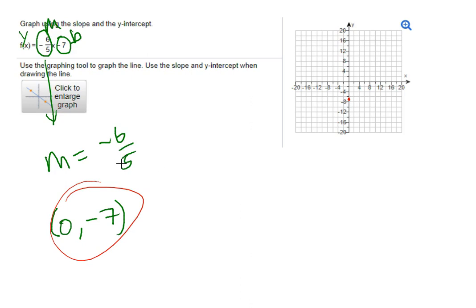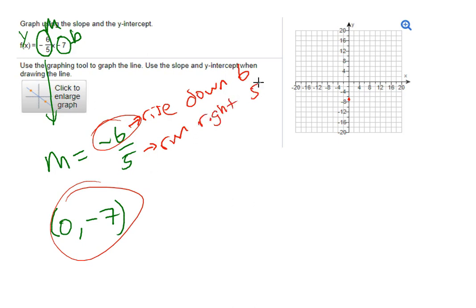From there, we use the slope as like a map to help us find a second point. We're using the rise over the run again, right? And so the rise is negative 6, which means we're going to go down 6 from this point right here. And the run is 5, which means we'll go to the right 5. All right, so that's my map. That's my set of directions that tells me how to find a second point on the line. All right, and so we're going to go from here down 6. So we're at negative 7. Down 6 gets me to negative 13, which would be about right here.